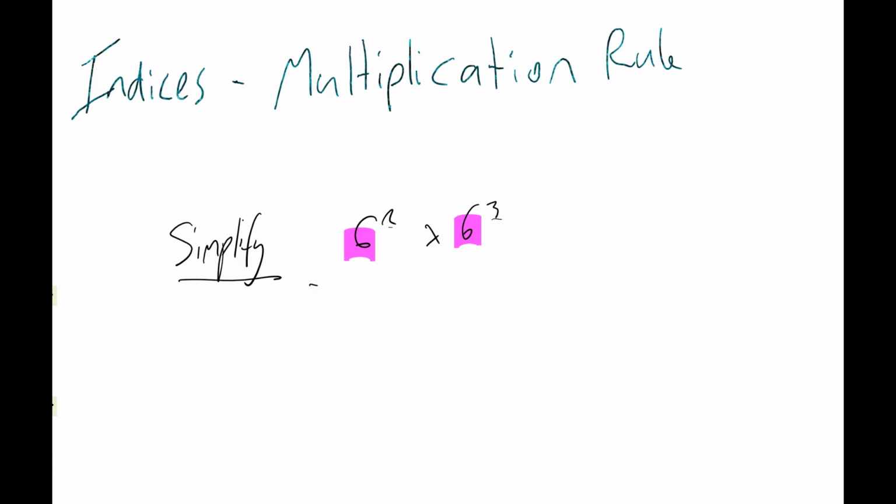Now if we were to expand these first, this would look like 6 times 6, and then this one would be 6 times 6 times 6. You can see that it's all times, so we can just group them all together. How many 6's are there? 1, 2, 3, 4, 5. So that's going to be 6 to the 5.